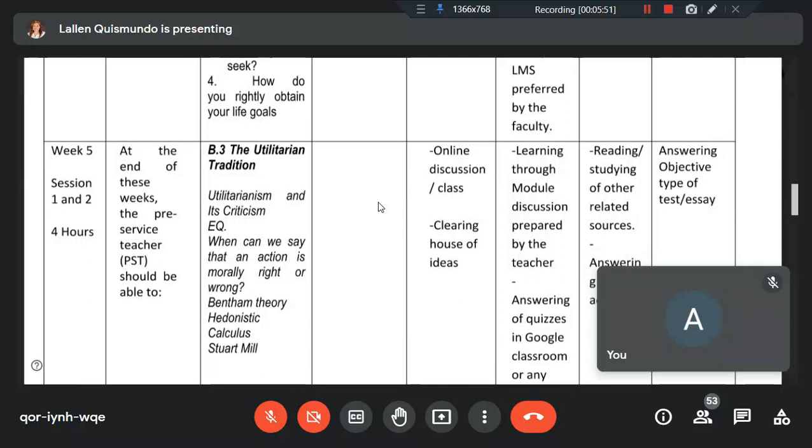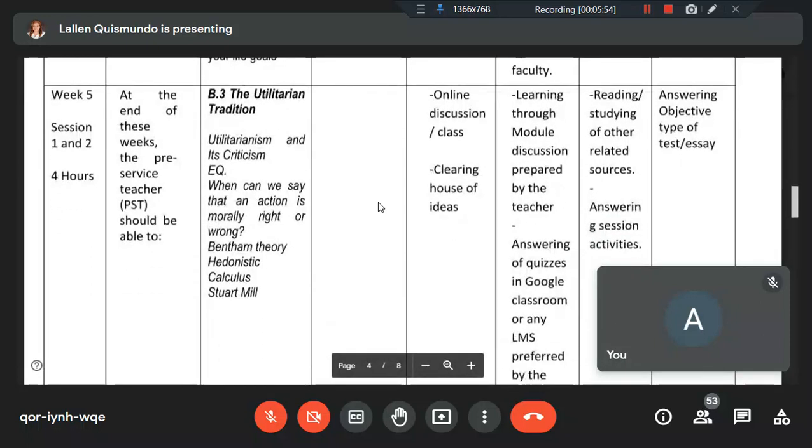Utilitarianism and its criticism. So why can we say that an action is morally right or wrong? Ano ang masasabi mong yung action niya ay morally right or wrong? Kasi merong mga instances na what is right for me might be wrong to you. Or there are also instances na right sa iyo ay wrong naman sa akin. Diba? Dito pag-usapan natin yung theory ni Bentham, ang hedonistic calculus, at saka yung theory ni Stuart Mill. Okay.